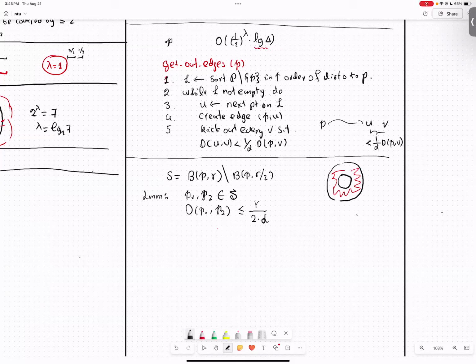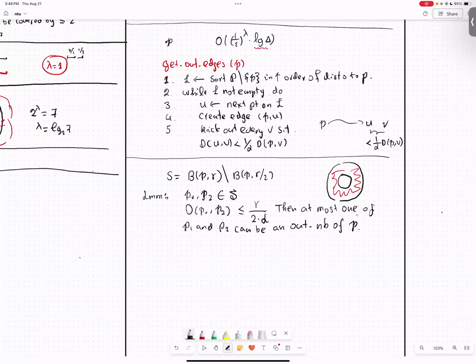If this is the case, the lemma says, then only one of them, at most, one of P1, P2 can be an out neighbor of P.